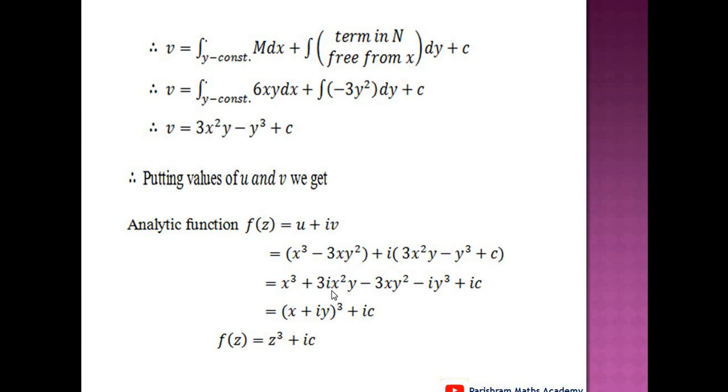Now this x cube plus 3i x square y minus 3xy square minus i into y cube, these first four terms are nothing but x plus iy bracket cube, the expansion of x plus iy bracket cube. But the value of x plus iy is z, and therefore f of z equal to z cube plus i into c, which is the analytic function f of z when the real part is given.